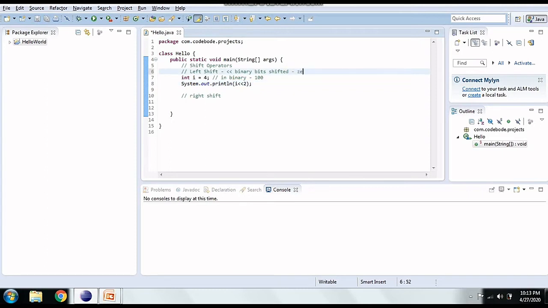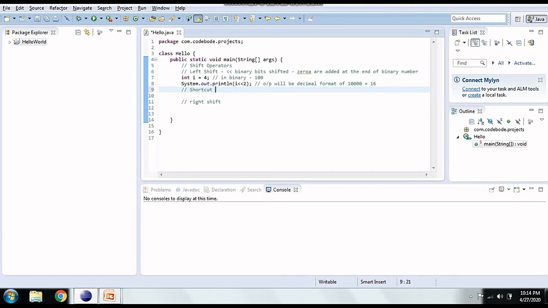So when a number is left shifted by 2 bits, 2 zeros are added at the end of the binary representation of the number. Always only zeros are added. So the binary representation was 100. After left shift, 2 zeros will be added because we are shifting by 2 bits. If we shift by 3 bits, 3 zeros will be added. So the output of this print statement will be 10000, which is 16. So in this way, left shift operation works.